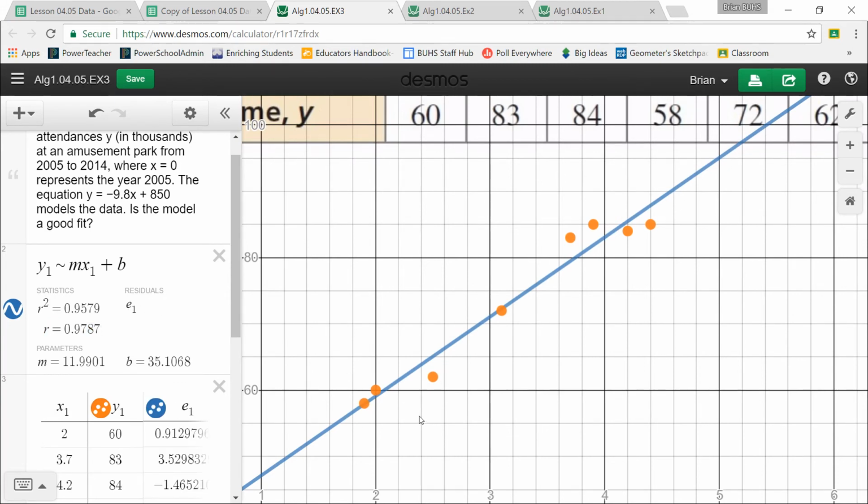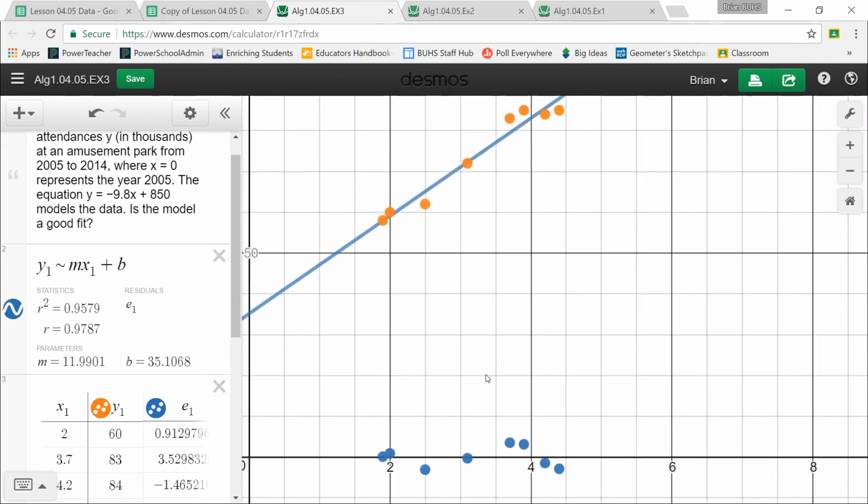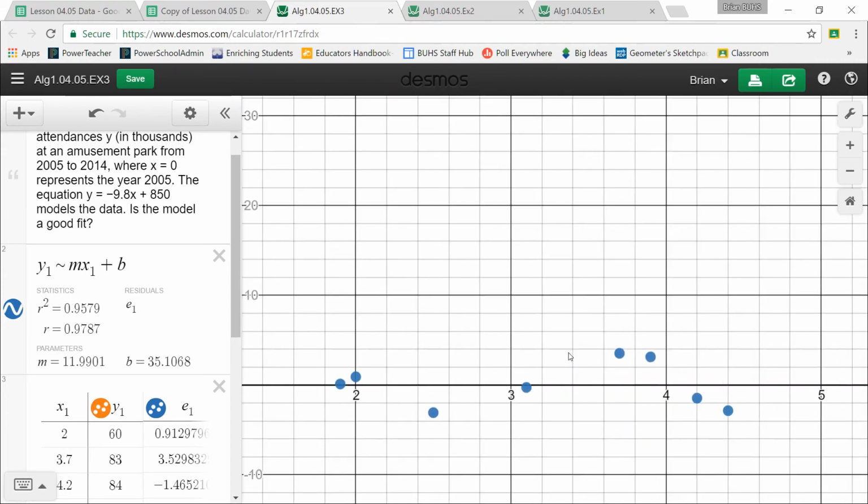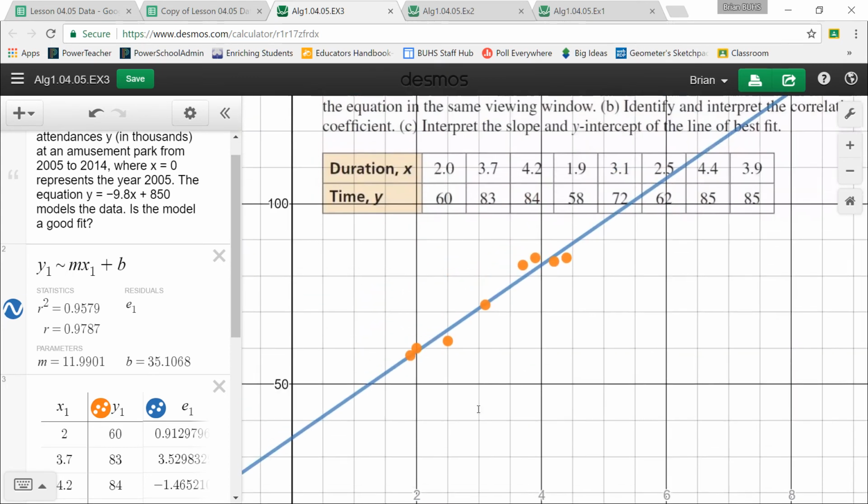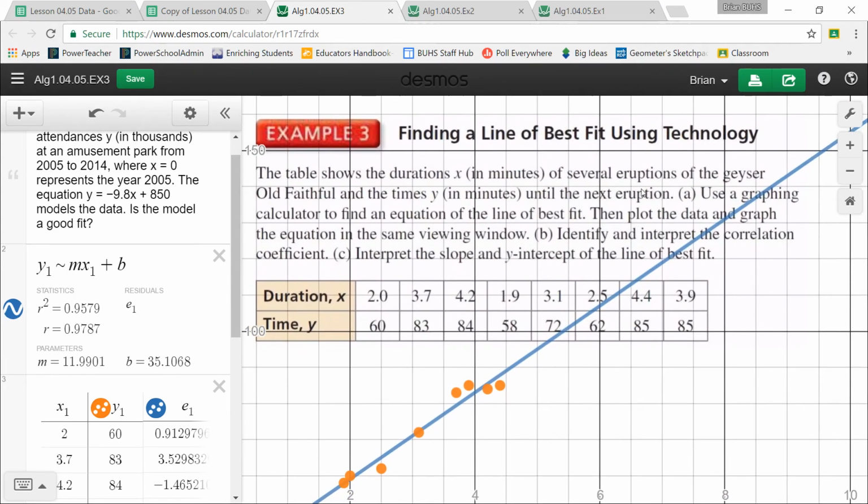We can also determine that if I click plot residuals, and you can see that those are all pretty close to the 0 there. Now let's see, what do they ask us to do? Plot the graph, did it. Identify and interpret the correlation coefficient, did it: positive, strong correlation. Interpret the slope and y-intercept.